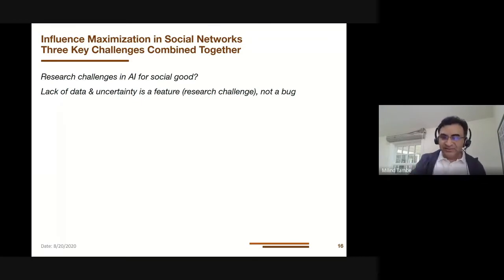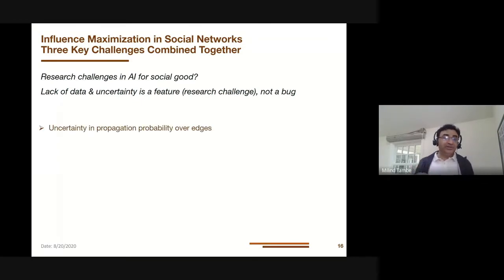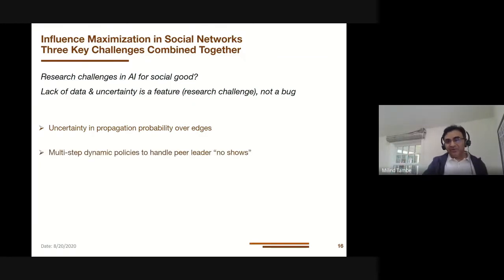So what are the challenges here? There's uncertainty in propagation probability. So I told you, the earlier model assumes the probability is known, 0.4. But in reality, we don't know that. Secondly, we don't have a one-shot problem. We have a multi-step problem. And so I'll explain what I mean by that. So you can't invite all of the youth all at once because we have limited capacity.